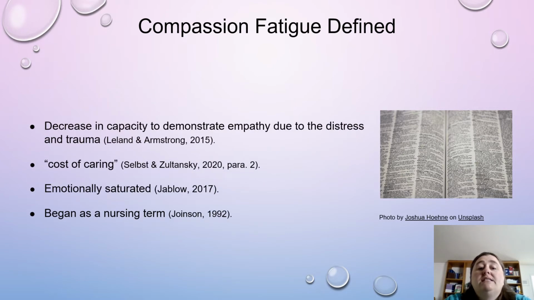Compassion fatigue is defined as the decreased capacity to demonstrate empathy due to the distress or trauma that a client may have experienced. Compassion fatigue is also known as the cost of caring. It often happens when a practitioner becomes emotionally saturated. The term compassion fatigue is actually something that began as a nursing term. It was first coined by Carla Joinson in 1992 to reference nurses who were experiencing burnout and who had lost the ability to really nurture their clients the way they would like to.